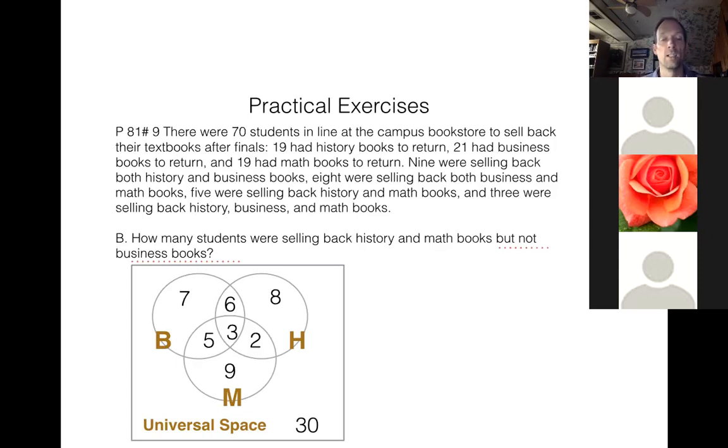Liseth, number 20. Are we just looking at history books and math books? So it'll be like 9, 8, and the 2 in the middle. Okay, let's take a close look. So she's giving us a couple different numbers. Any other comments?